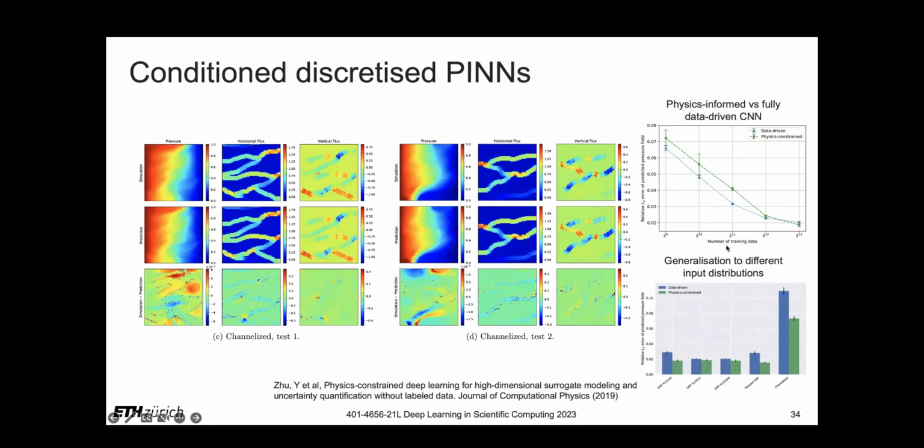What was more interesting is they actually tested the generalization of the network. So this is where you give an example input that's not a channelized system. So it could be something else, like a different permeability field that is not inside of the training distribution. And they found that the physics constrained network actually did better on those, as in it learned to generalize better. And so that's really interesting too.